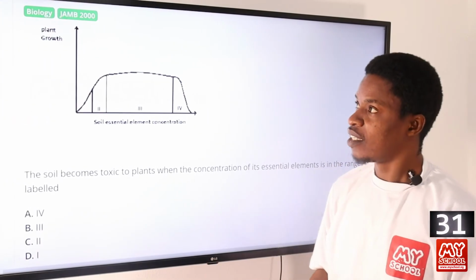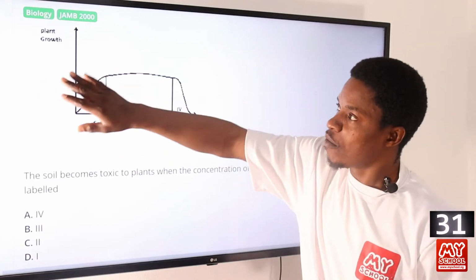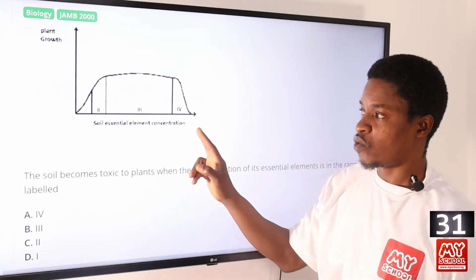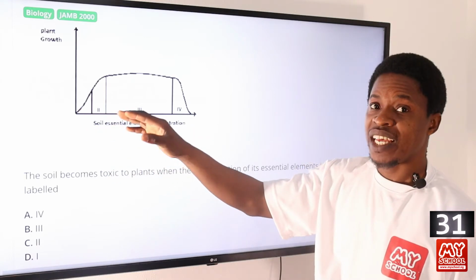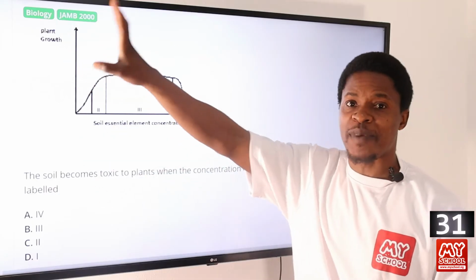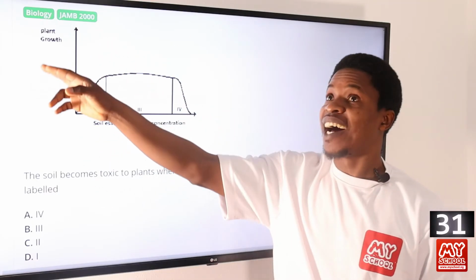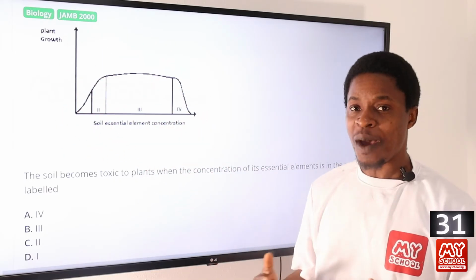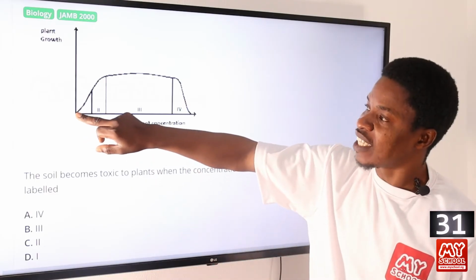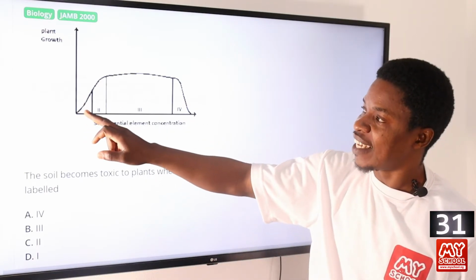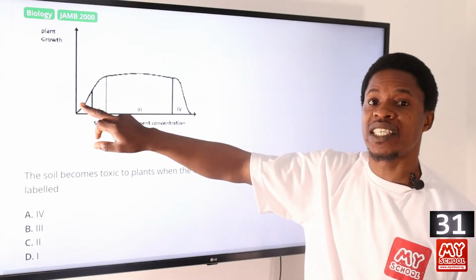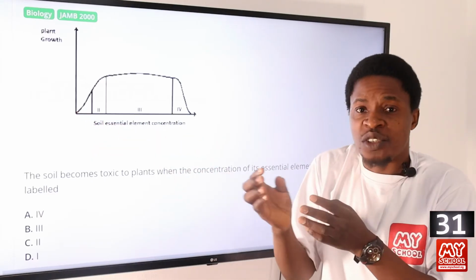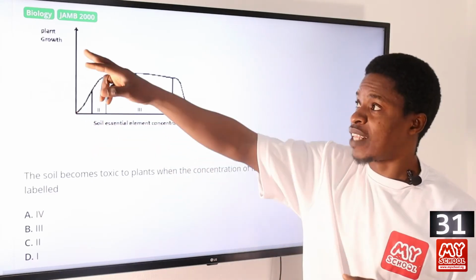Question 31. This is a curve showing the plant growth rate and the soil essential element concentration, how the soil tends to improve the growth of plants. This curve looks like the growth curve for organisms also. It's also applicable. In that, this first point, Roman figure I, is what we call the log phase, L-O-G, log phase. That is the phase where the organism is just beginning to get nutrients to grow. That's the plant growth now.